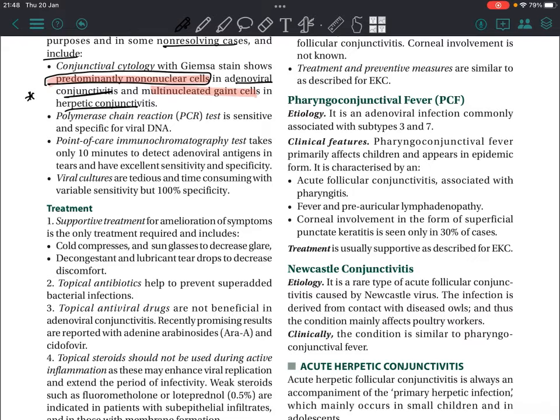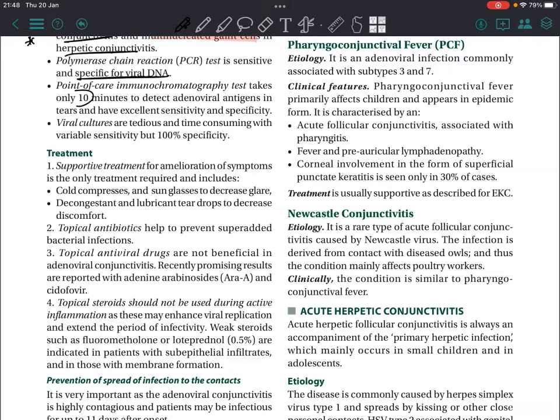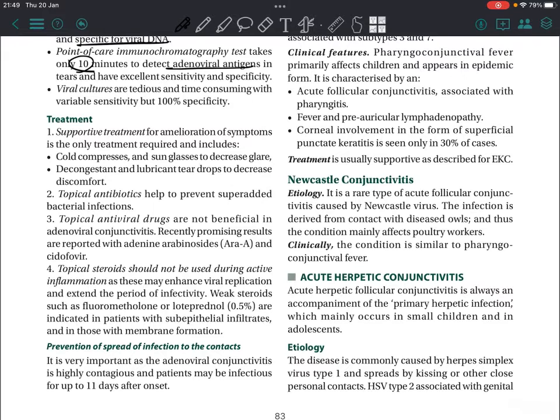Polymerase chain reaction test is sensitive and specific for viral DNA. Point-of-care immunochromatography test takes only 10 minutes to detect adenoviral antigens in tears and has excellent sensitivity and specificity. Viral cultures are tedious and time consuming with variable sensitivity but are 100% specific.